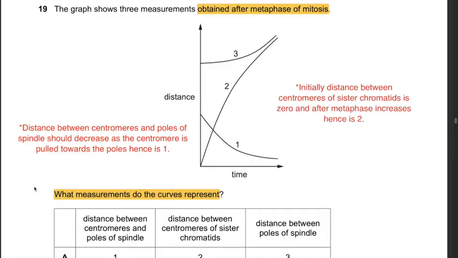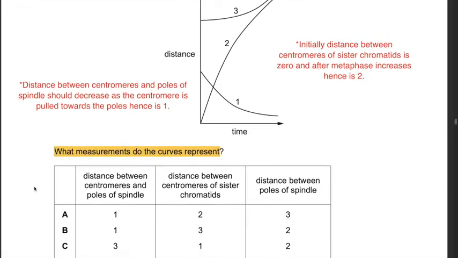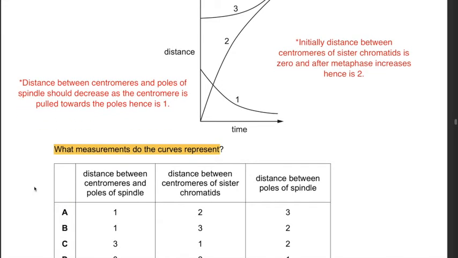Initially, the distance between centromeres of sister chromatids would be 0, and after metaphase, it would increase as the centromeres are being pulled towards the poles of the cell. When they are pulled towards the poles, the distance between the centromeres of sister chromatids would increase, representing curve number 2. Hence, leaving us with the answer being either A or D. Also, the distance between centromeres and poles of spindle should decrease as the centromere is pulled towards the poles, which is represented by the curve number 1. Therefore, leaving us with the answer being A.